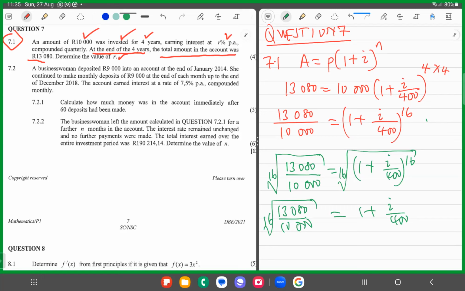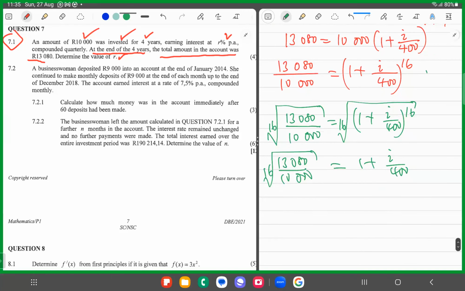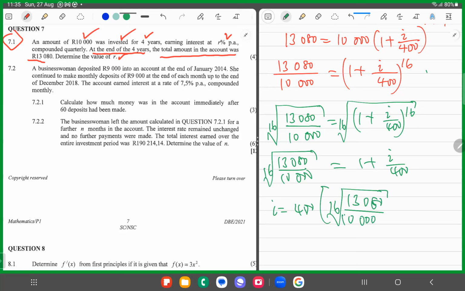So you can subtract 1 from everything here. You subtract 1, and so you can have that R is 400 into the 16th root of 13,080 all divided by 10,000, and you subtract 1. And then now you need to get the answer to this.